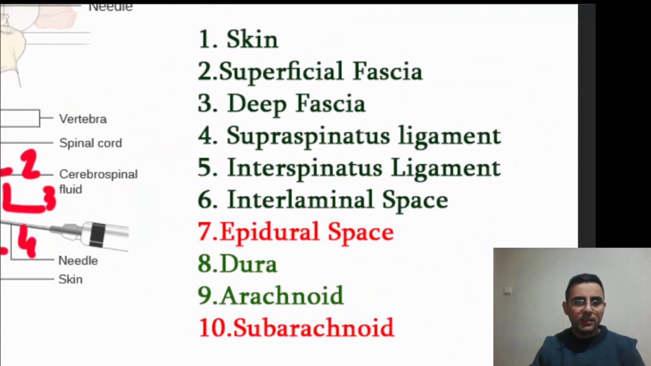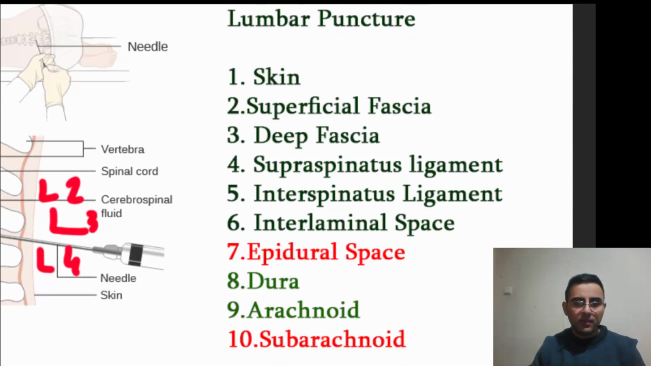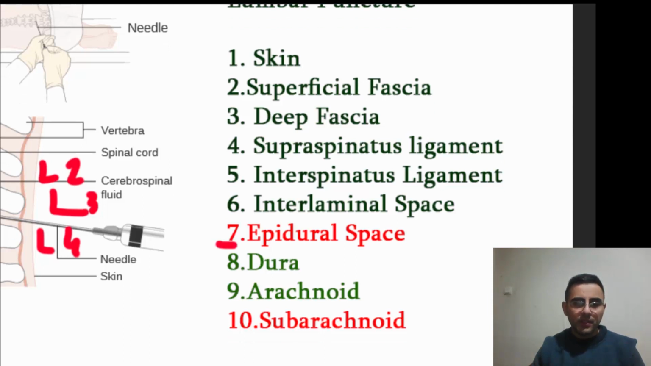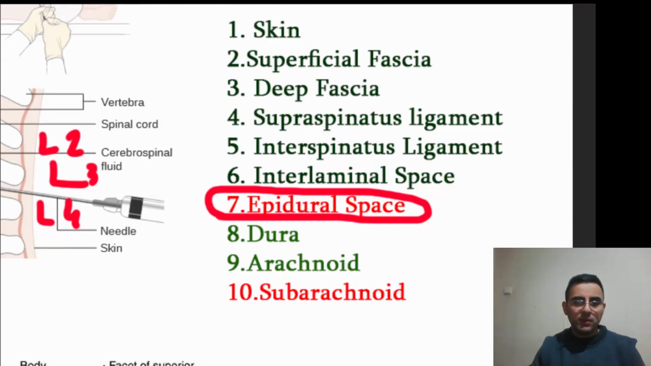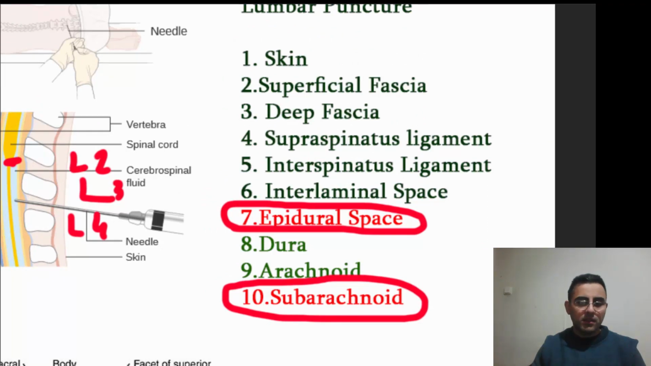Now let's see layers passed through in lumbar puncture. Here are layers: skin, superficial fascia, deep fascia, supraspinous ligament, interspinous ligament, interlaminar space, epidural space. It's very important. Epidural space. Epidural anesthesia is made in epidural space. Dura, arachnoid, and subarachnoid. In subarachnoid space lumbar puncture is made.